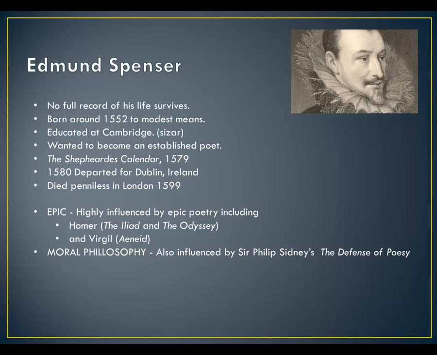He was in a castle on over 3,000 acres at Kilcolman, and in 1598 there was an uprising, and rebels burned down the house where he was living, and supposedly his child died in that fire as well. But he did escape with his life, but he died penniless in London in 1599. He never saw any sort of monetary reward for the hard work he did on his poetry.